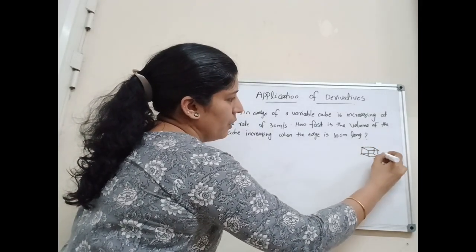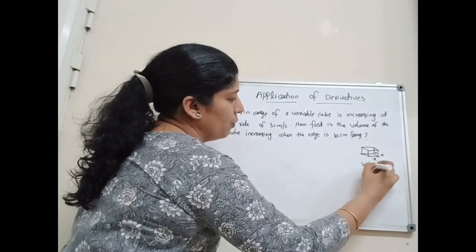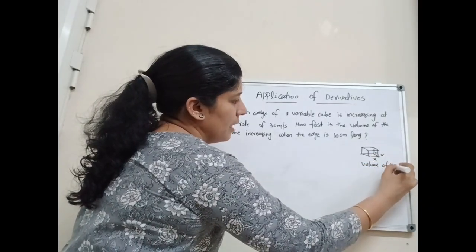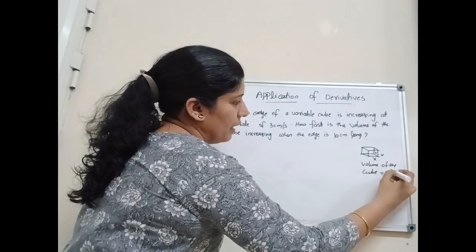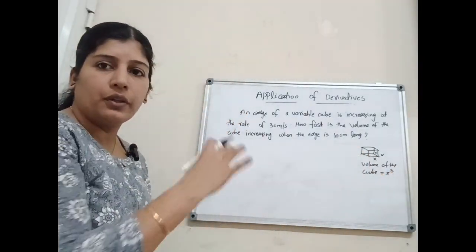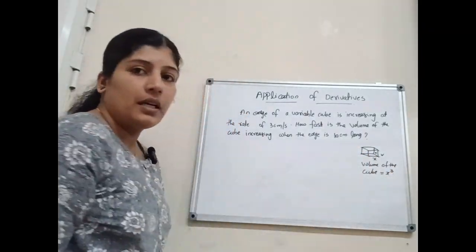That is x into x into x. That is, the volume of the cube is x cube. Let x be the edge of the cube. Therefore, the volume of the cube is equal to x cube.